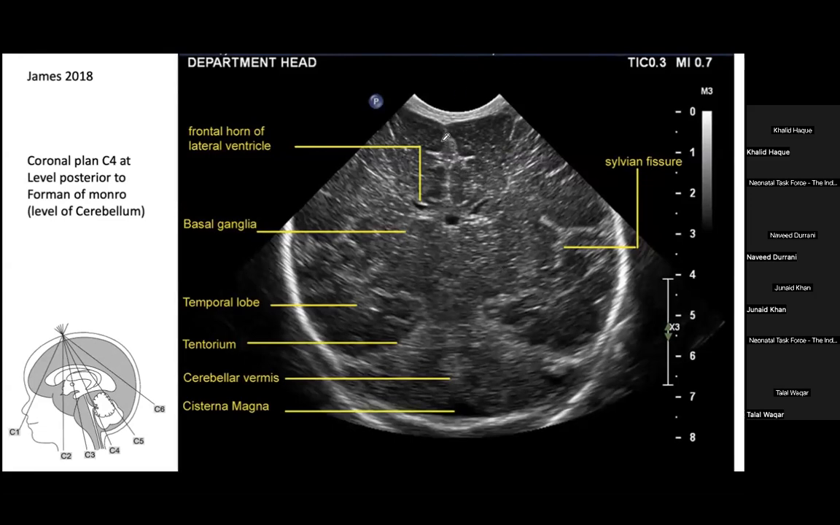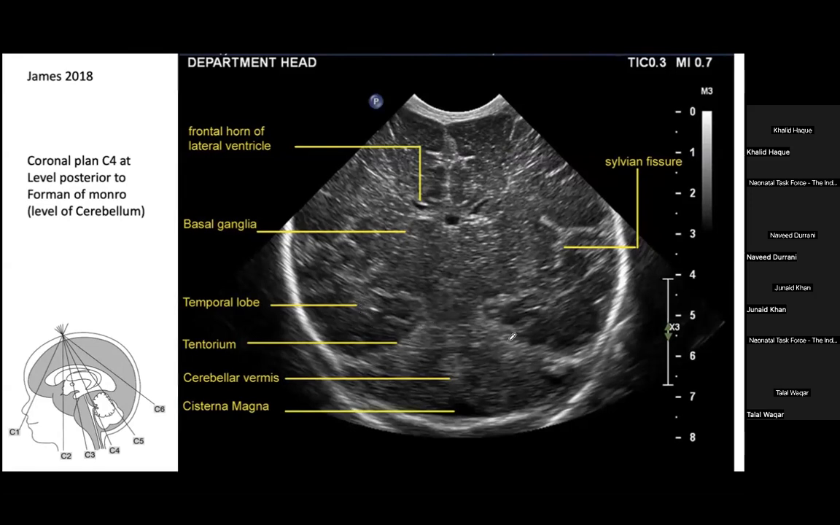In this structure, from top to bottom, you will see the frontal horns of the lateral ventricle. This is a basal ganglia. This is the septum pellucidum. Third ventricle not appreciated here. Frontal lobes you can see here.